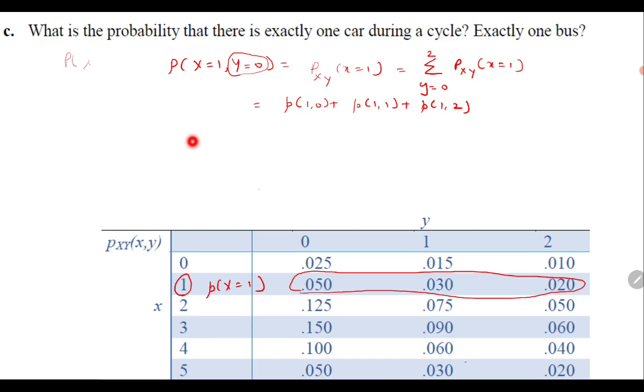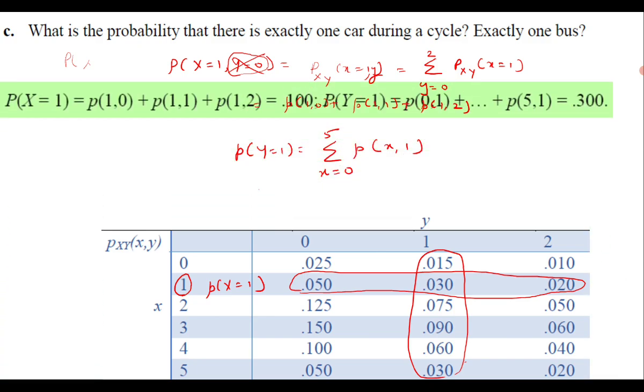Similarly, when exactly one bus is there, you have to add this column. So probability of y equal to 1. Now the summation is over x from 0 to 5, with x moving and y fixed at 1. Here x was fixed and y was moving, and that gives you the required answers.